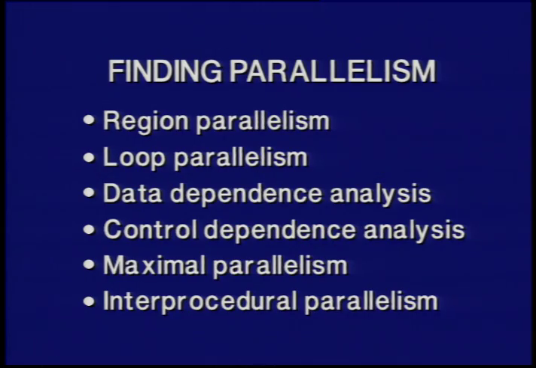Now, the first topic is on finding parallelism. I'm going to give some examples on region or non-loop parallelism, on loop parallelism, which is the most traditional area that we look at. Then I'm going to describe data dependence analysis. This is the way of deducing parallelism in programs, and on control dependence analysis, which is related to that. Then the forming of the maximal parallelism that the compiler could find in a program. And I'll bring up interprocedural parallelism, which is relatively new, but extremely important in the formation of parallelism.